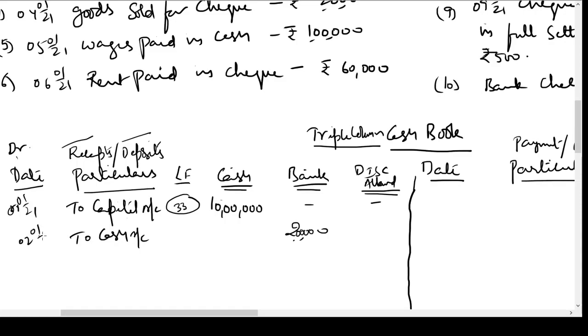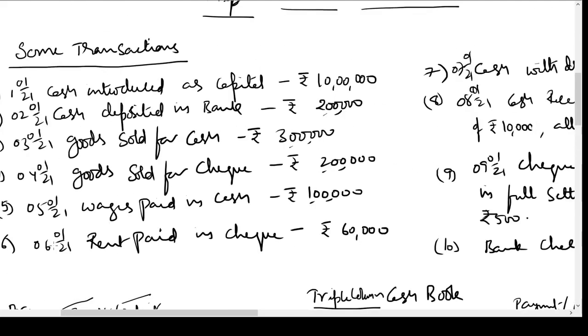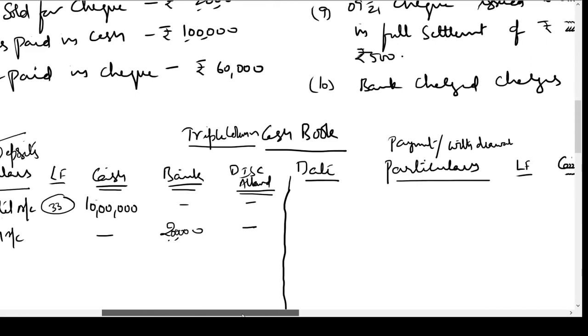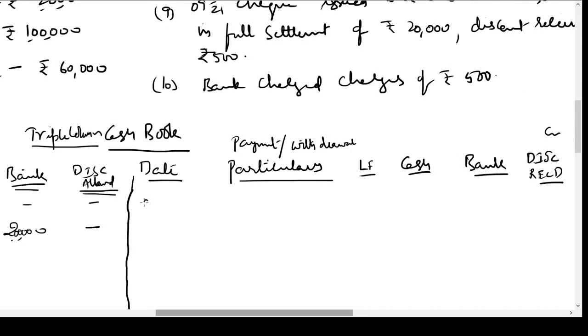2nd January 21 is the date. We have deposited rupees 2 lakhs, and it is a payment of cash. That is why it has to be recorded on the payment side of the cash book also, but in the cash column. By bank account rupees 2 lakh. Now what do we write in LF? We will write C here, contra entry.